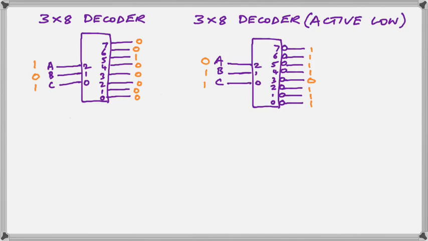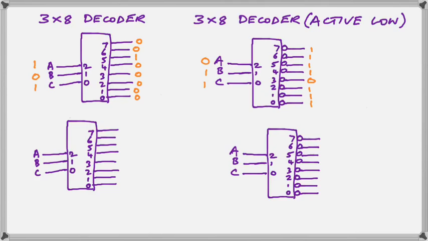So it's easy to see from this diagram that with the normal decoder, the particular output becomes a 1 when the input selects it. And in the case of the active low decoder, the particular selected output, in this case 3, has gone to a 0. So we see that the outputs are mostly 1s for active low and 0s for the normal decoder.